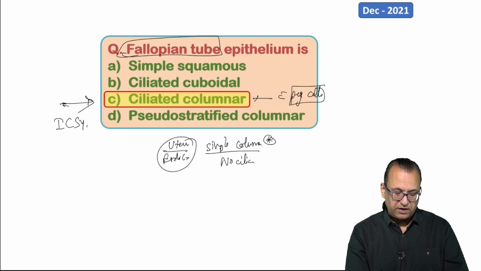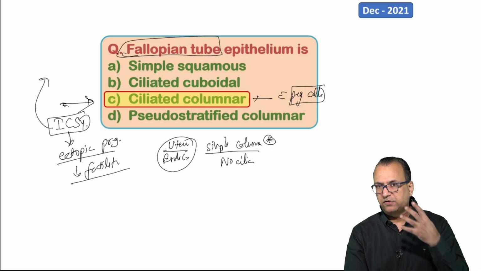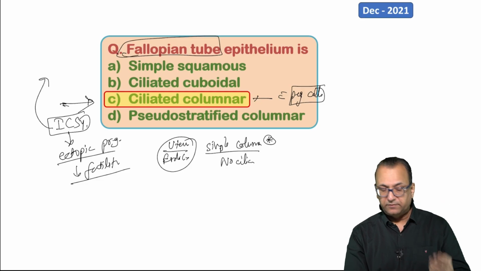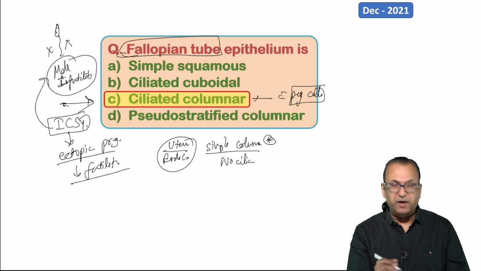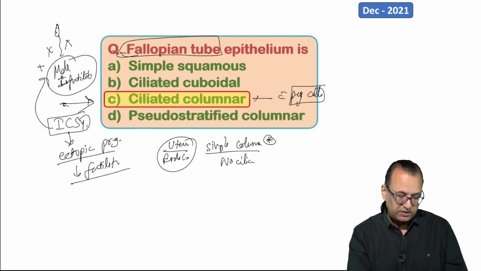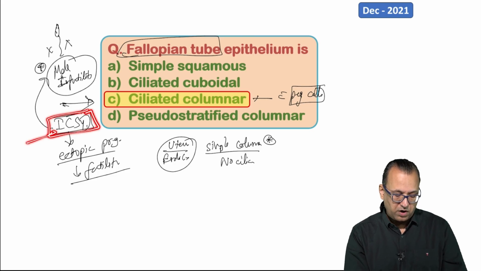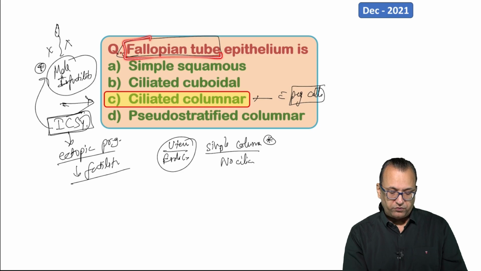If it is affected in immotile cilia syndrome, there can be increased ectopic pregnancy chances and decreased fertility. If you talk about the male, immotile cilia syndrome can happen in males also. The flagellum, which is a long cilium, is not working. So there is male infertility or decreased fertility in Kartagener syndrome, because the tail of the sperm is not moving. If the sperm is not moving, there are decreased chances of fertilization. So that can happen in male as well as female when you talk about immotile cilia syndrome or Kartagener syndrome. Anyway, the fallopian tube is lined by ciliated columnar. Choice C should remain the answer.